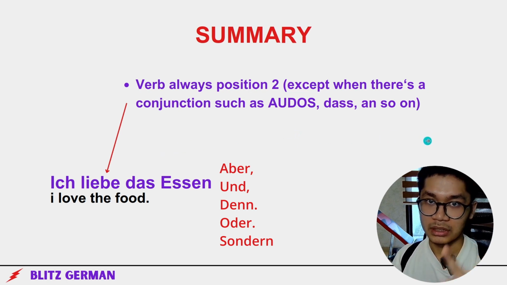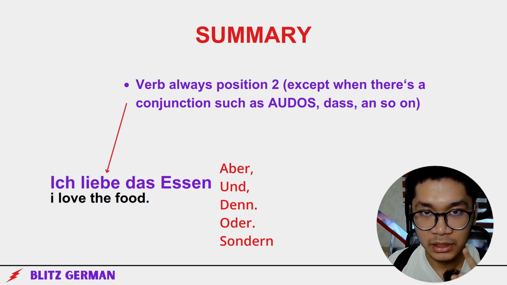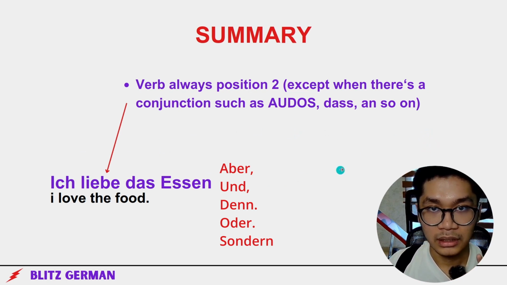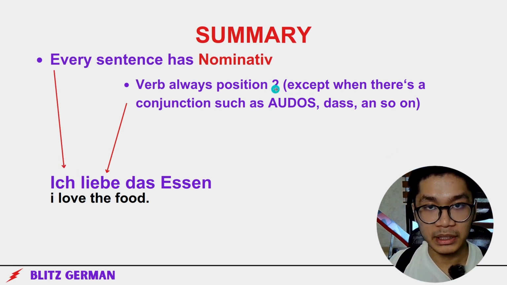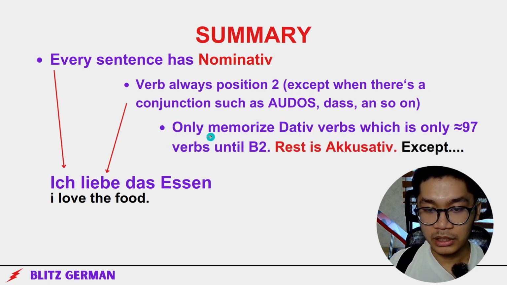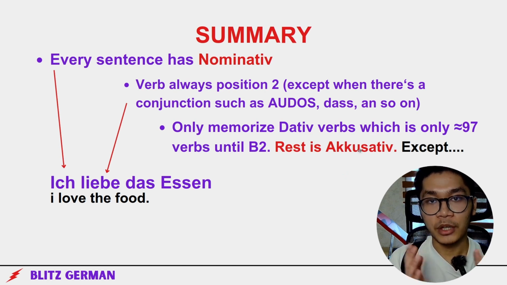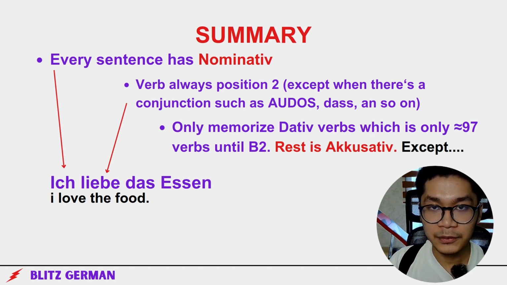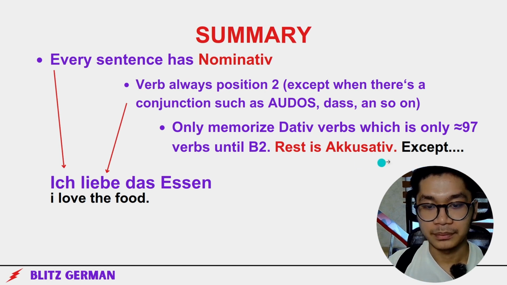Please don't do something weird. Always verb position 2. After something, always verb. Now, every sentence has a nominative. It's not a sentence if there's no nominative. And only memorize dative, because then you can eliminate things with the process of elimination if you know the dative and the exceptions. If it's not those two things, it's accusative.